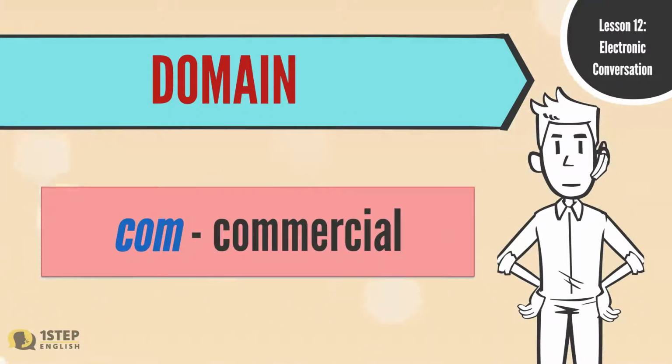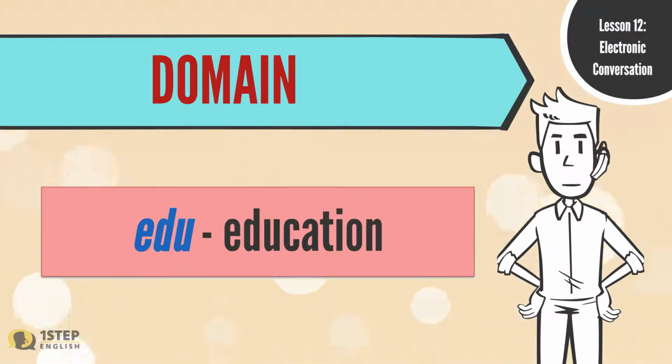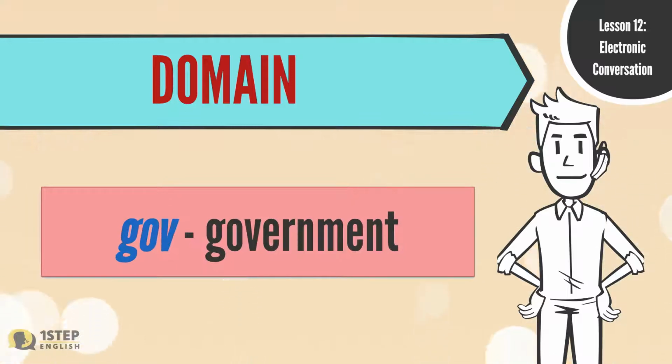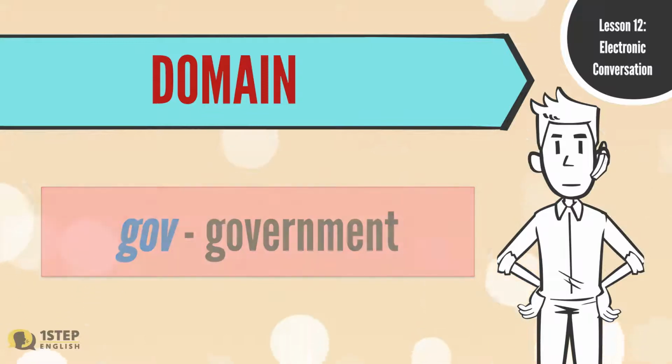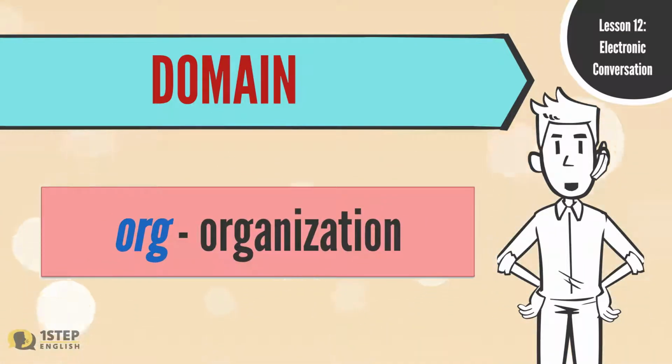Com. Commercial. The most widely used suffix, preferred by businesses. Edu. Education. Used for schools, colleges, and universities. Gov. Government. Used for government organizations. Net. Network. Most commonly used by internet service providers. Org. Organization. Primarily used by non-profit groups and trade associations.